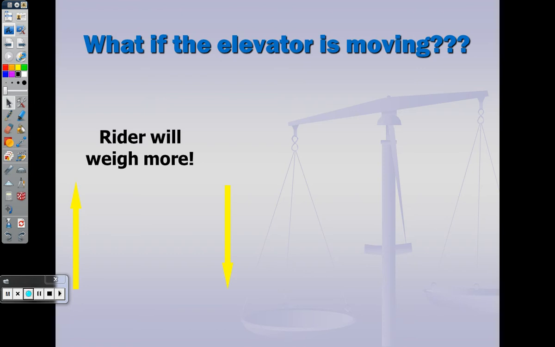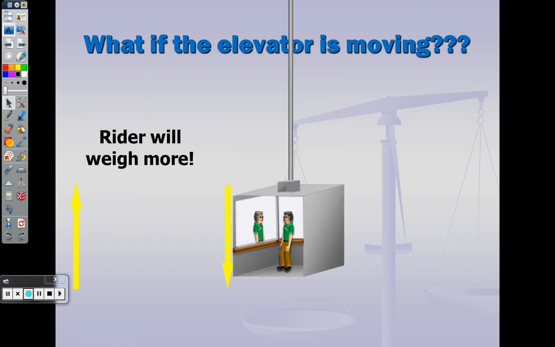So what about going down? Okay, you're going with gravity. So you're falling with gravity. So you're going to subtract that from gravity. So the rider will weigh less. Okay. So that's the feeling on the roller coaster. You get to the very top, and then you go straight down, and you feel like you're floating in your chair. You feel like you can fly right out. Okay? Your stomach feels all weird.